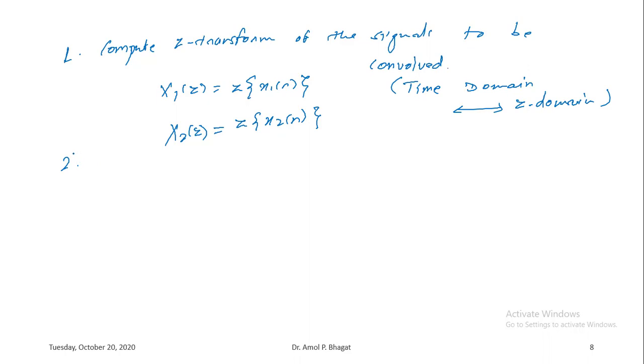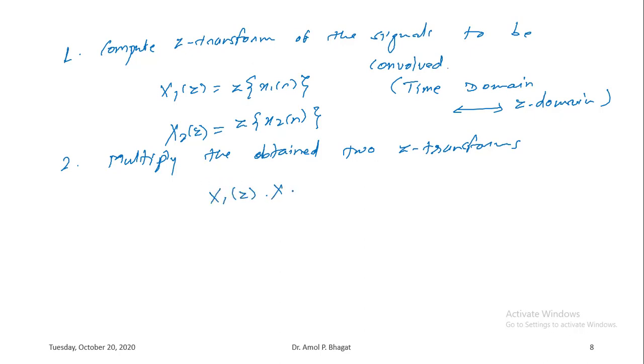In the second step, we simply multiply the two obtained Z transforms, that is, X1 of z and X2 of z. This multiplication, X1 of z multiplied with X2 of z, is simply represented as X of z, and this is in the Z domain.